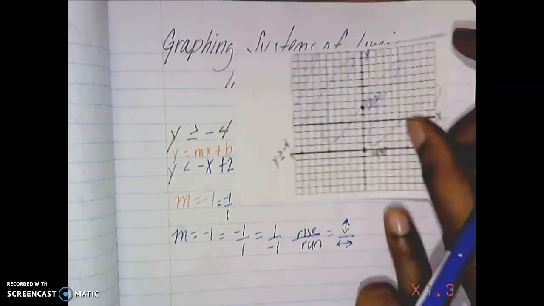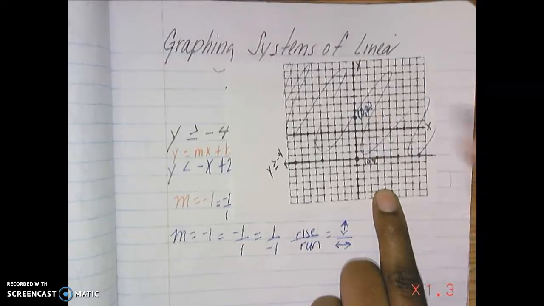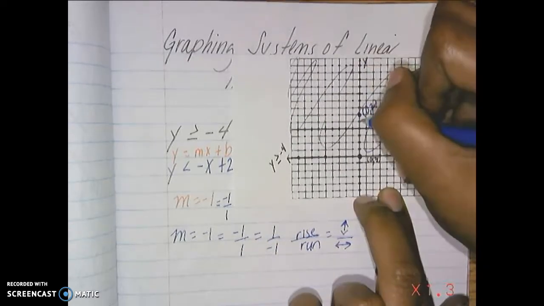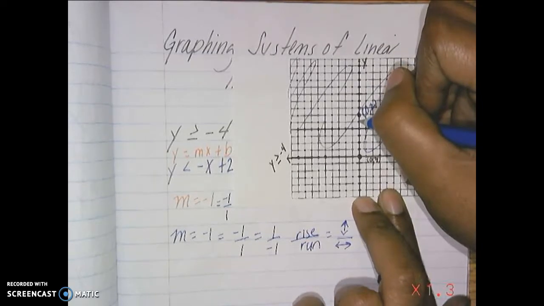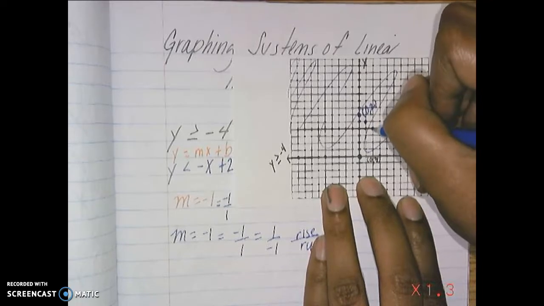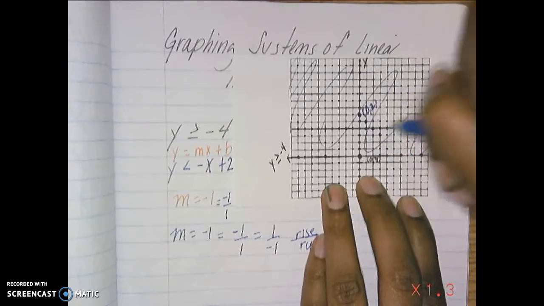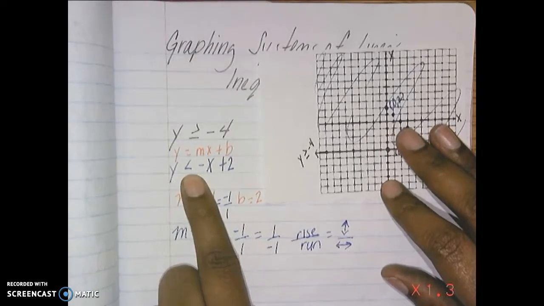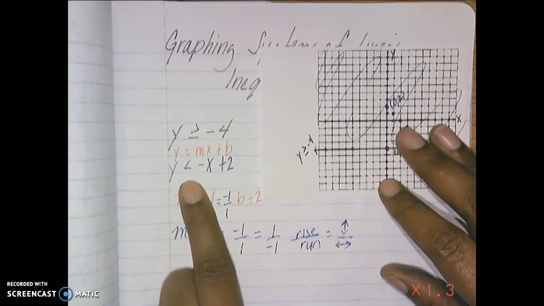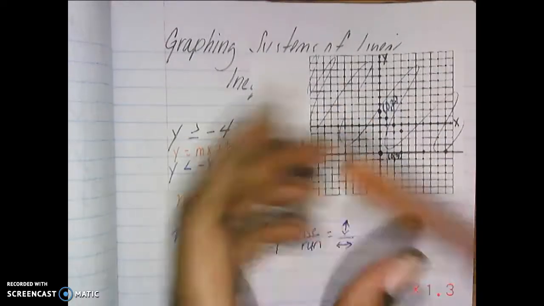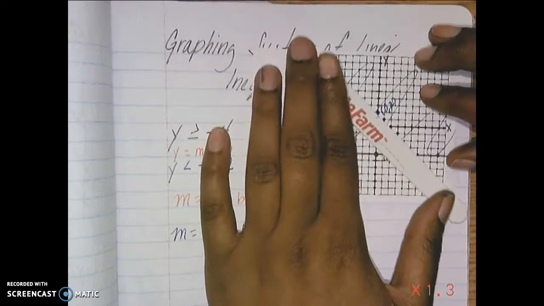Okay, so here we go. I'm going to start at 0, 2, and from there, if I apply this slope of negative 1 over 1, I can go down 1, and then to the right 1. Down 1, right 1. Okay, and since this inequality does not have a solid line underneath it, when I draw my graph, it is not going to be a solid line. So here is what it's going to look like.